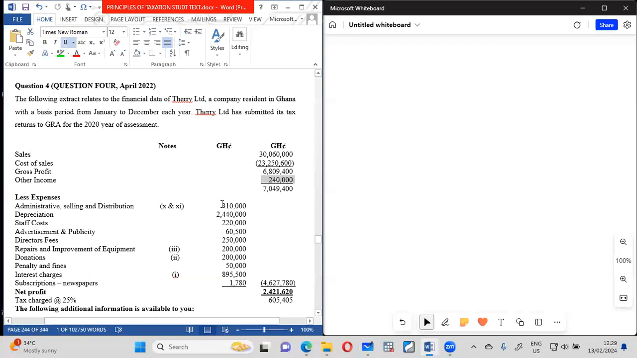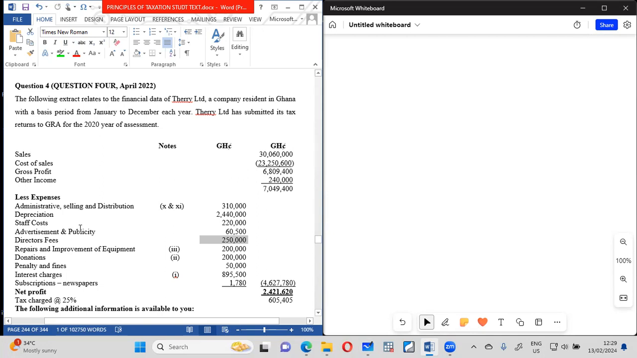Then we have these expenses. So there are some notes on the expenses. Depreciation, for which we add back staff costs, publicity, directors fee. So the directors fee, which directors are those? These are questions you normally should ask yourself.